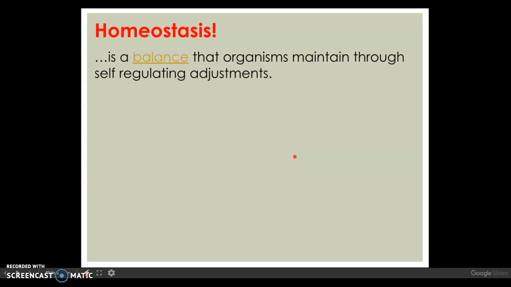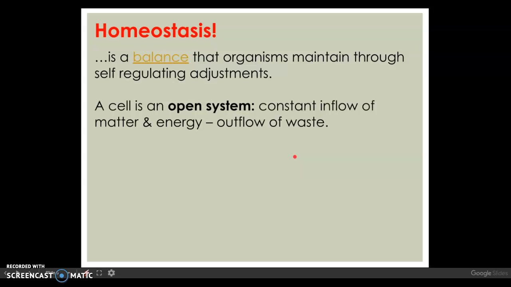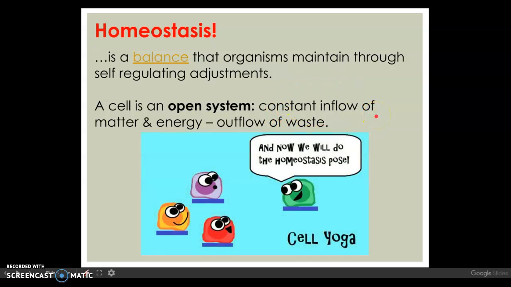Cells are maintaining homeostasis at all times. The definition of homeostasis is a balance that organisms maintain through self-regulating adjustments. This is a good definition to have somewhere in your notebook, probably the bottom of page 29 if you have room. A cell is an open system. This means that things will go into the cell, such as matter and energy, and things like waste will leave the cell. It's kind of like a little living organism.